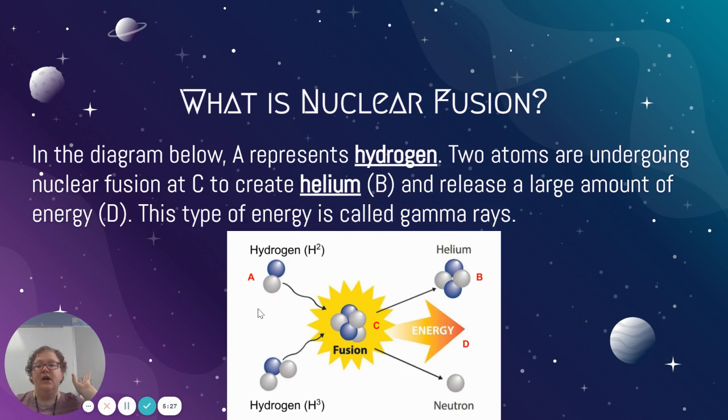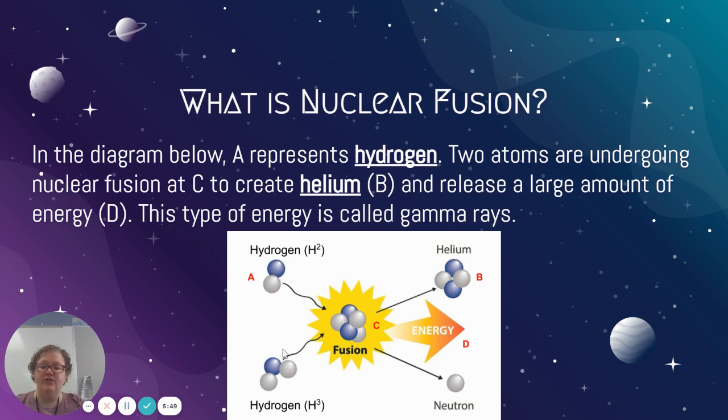Those two atoms are going to fuse, that process of nuclear fusion happening at C, in order to create a new different element, helium in this case, which is B. As it creates helium, it's going to release a large amount of energy shown by D, and this energy is in a form called gamma rays.